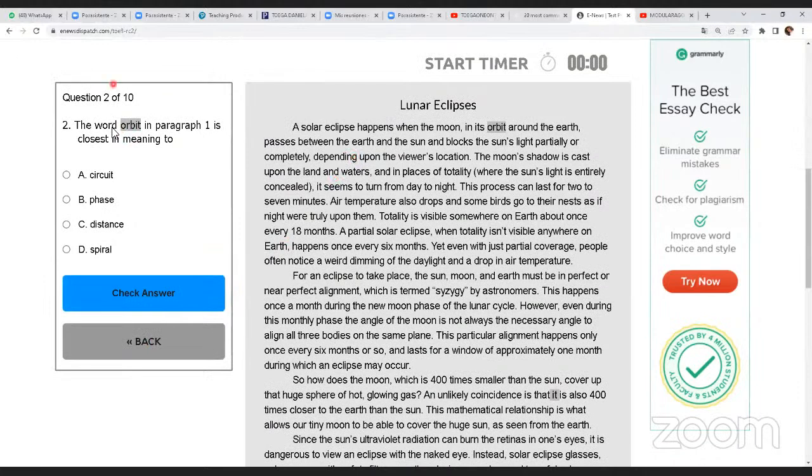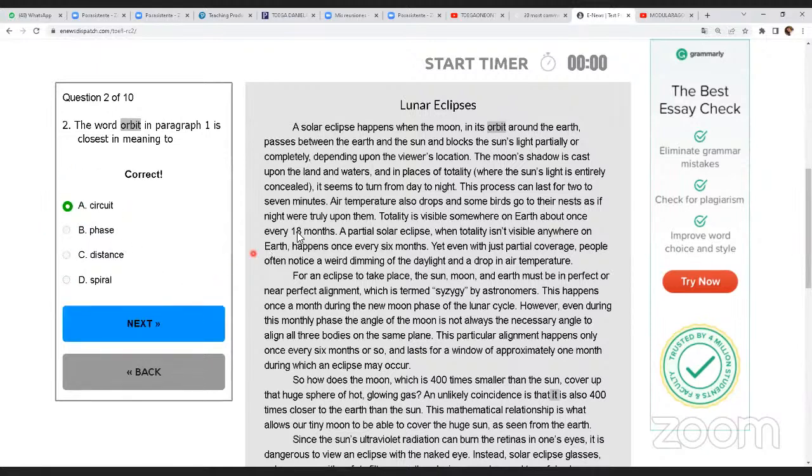So, all right, we have this word. The word orbit in paragraph 1 is closest in meaning to circuit, phase, distance, or spiral. Circuit? Yes, are you sure? Yes. All right. Yes, it was a good one.